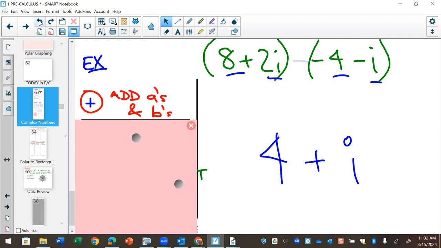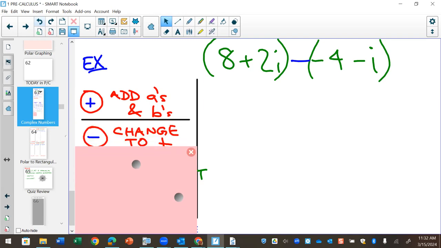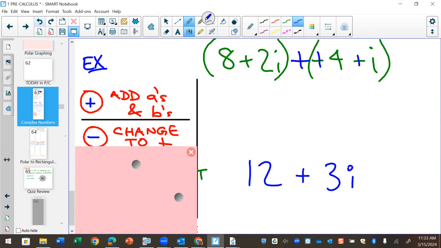Subtract. What do I like you to do instead of subtract always? Add the opposite. Okay. Also known as change to addition, also known as distribute that negative. All right, so what is this now going to say? Plus, and then change. And now you just change it to addition, and you're good at addition. So add them, and what's your full credit answer here? 12 plus 3i. Somebody will miss subtraction. Somebody, but you should do well.